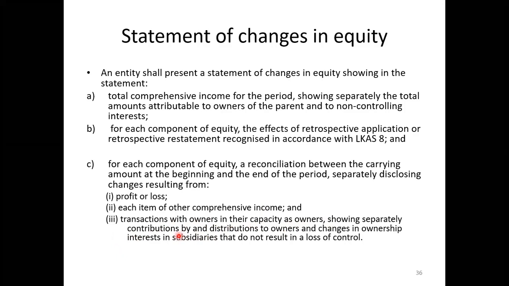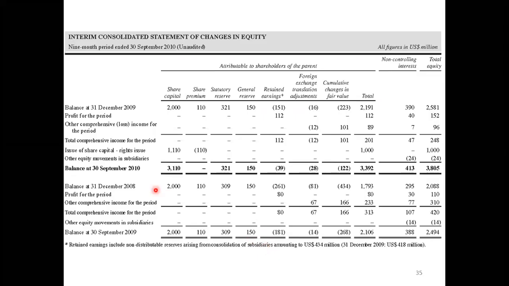A transaction with owners in their capacity as owners, showing separately contribution by and distribution to owners. It means shares, new share issues, and distribution to owners in the way of dividend, and changes in ownership interest, minority interest and controlling interest, like that. Interest in subsidiaries that do not result in loss of control. You may find all of these things here. So it's a kind of reconciliation. You see the figures at the beginning of the period, and you can find the figures at the end of the period. So in between you can find the reconciliation.